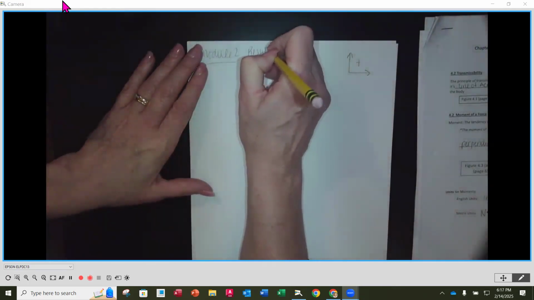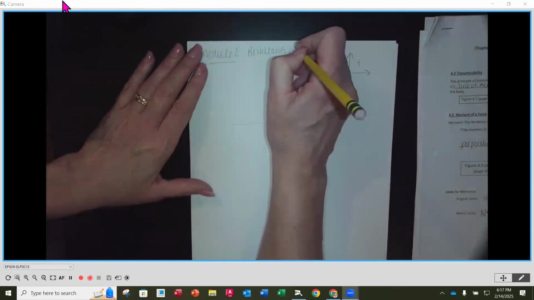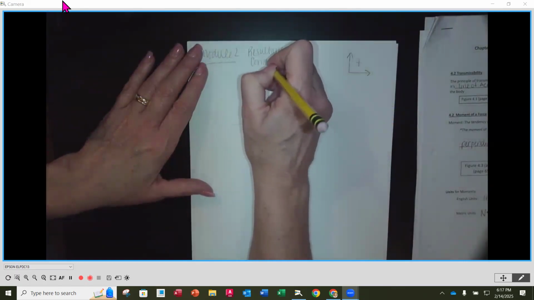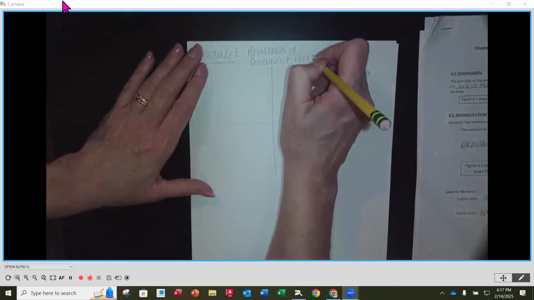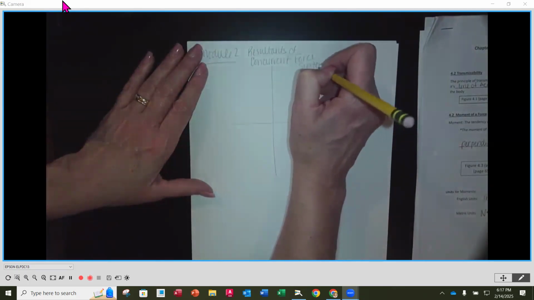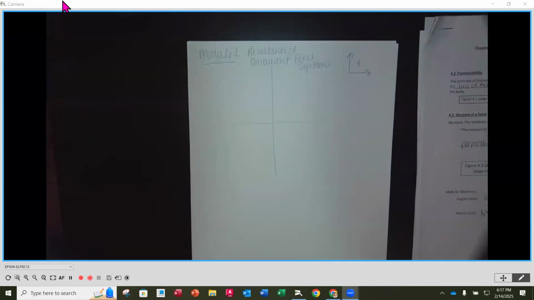So resultants of concurrent force systems. Okay, what concurrent force systems mean is that your forces share a common point. And they share the common point either by point of application, or if we extend them along their line of action, they are going to have a common intersection point.